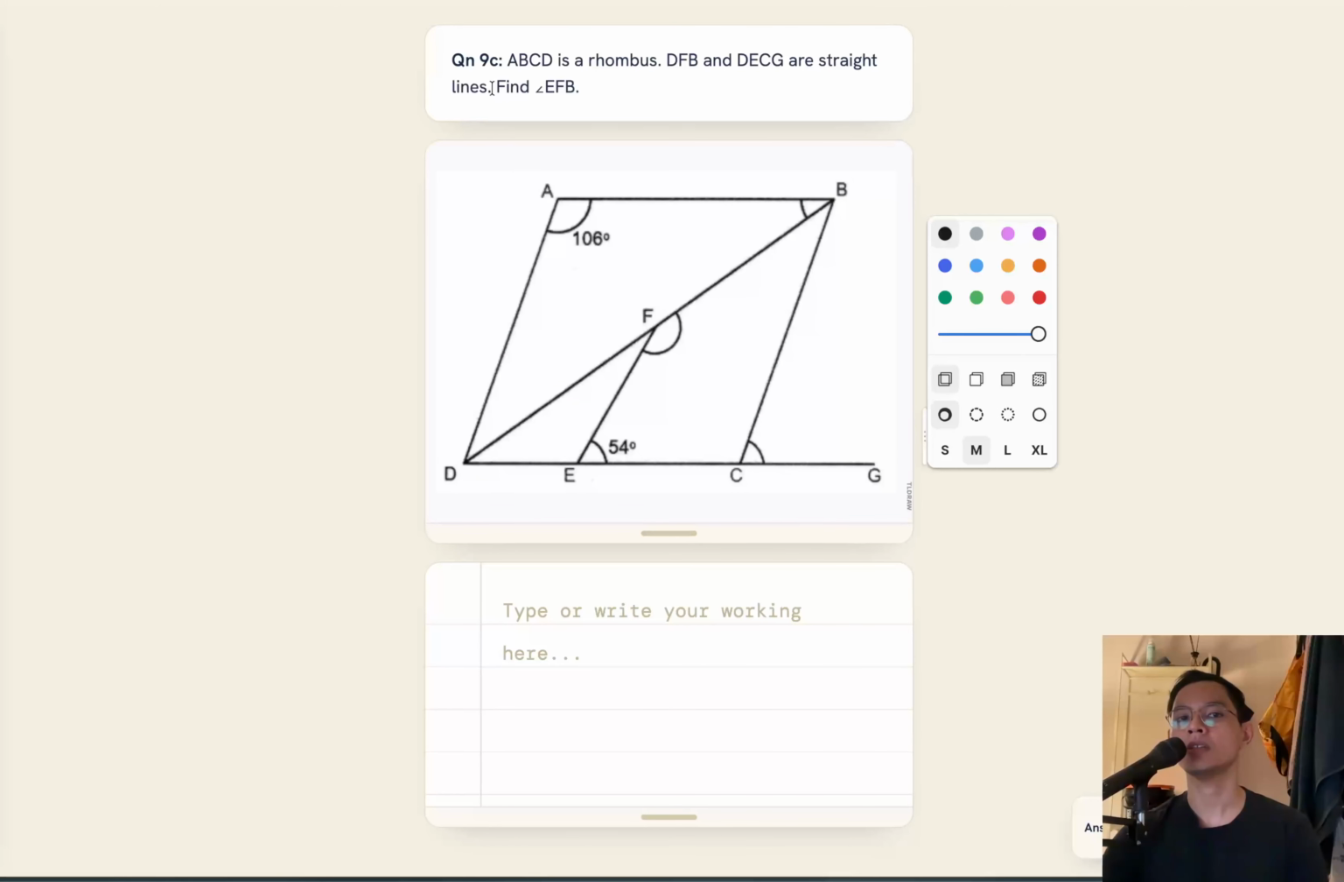So question 9, part C. Find angle EFB. EFB is this red angle over here. So how do you find angle EFB? We need to have two things. Since DB is a straight line, draw out the straight line over here.